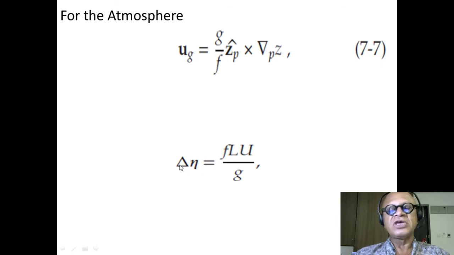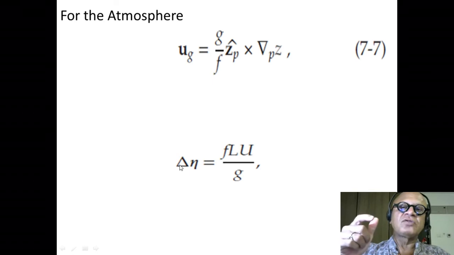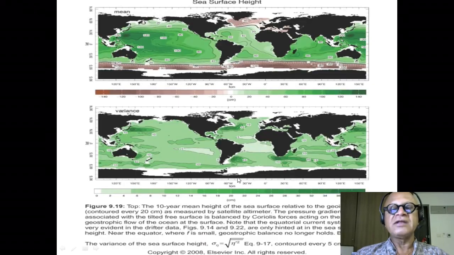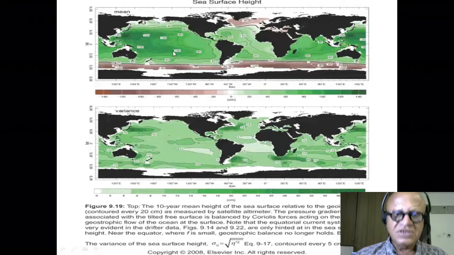In the ocean, the difference in sea level between two points over which we are looking for geostrophic balance can be estimated this way: f times L, the horizontal scale of delta eta, times U, the typical magnitude of the geostrophic current, divided by g. And it turns out that if you look at maps of sea level, which is in fact measured by a satellite altimeter, averaged over 10 years, you see the typical characters we expect.